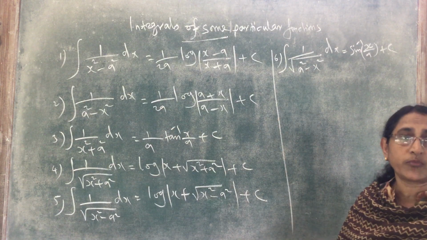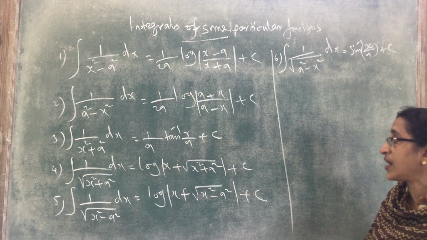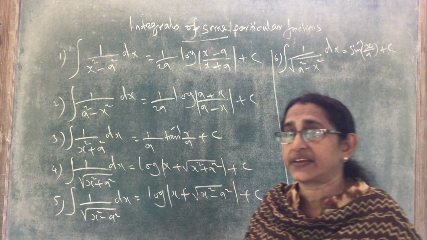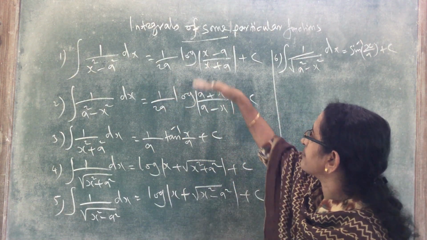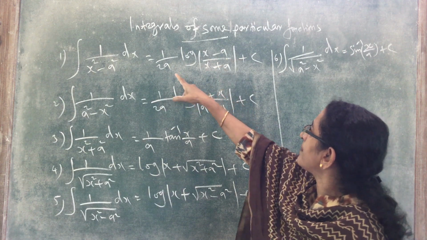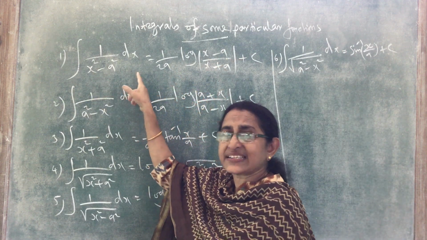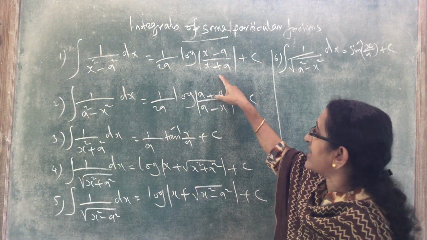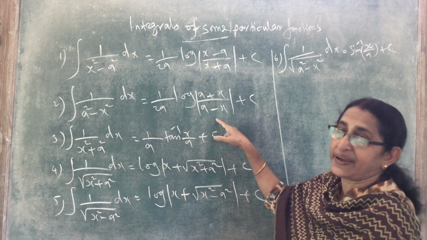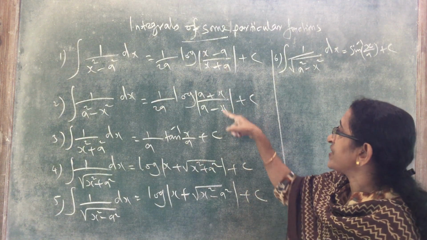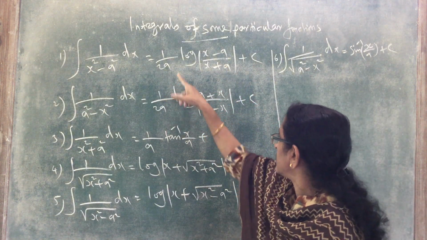Like that there are 6 standard formulas. So you have to study these standard formulas. Compare these two, they are similar. Here 1 by 2a, when there is x² − a², it becomes (x − a) by (x + a). When it is a² − x², it becomes (a + x) by (a − x). That is the only difference in these two. 1 by 2a is there in both.